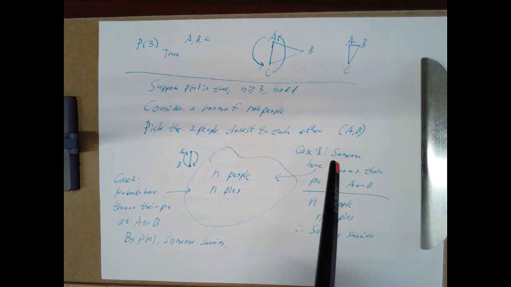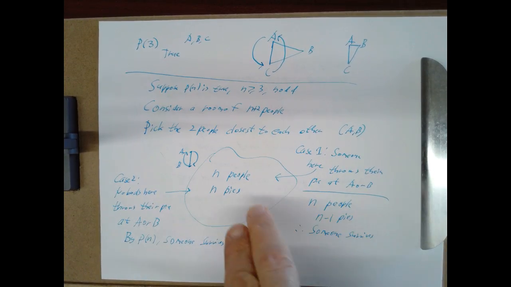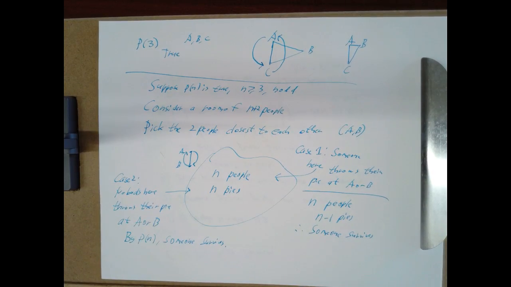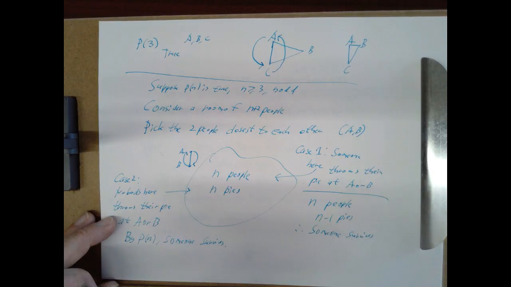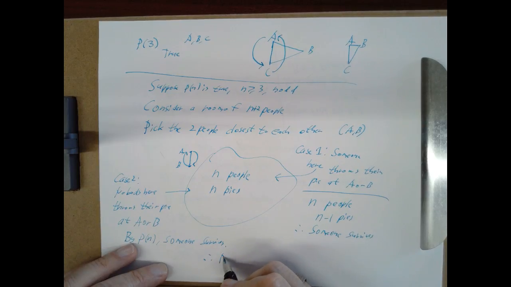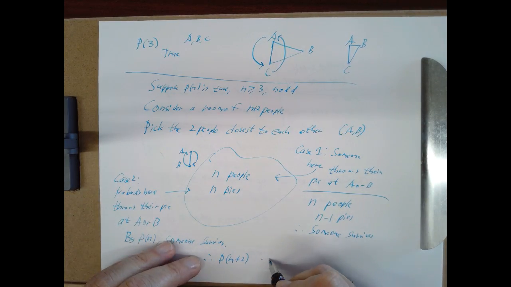And those are the only two possible cases. Either someone here throws their pie at A or B, or nobody in there throws their pie at A or B. And in either case, there is a survivor. And so we've shown that in any setup of n plus 2 people, someone survives, and therefore P of n plus 2 is true. And therefore, by mathematical induction, P of n is true for all n bigger than or equal to 3 and odd.